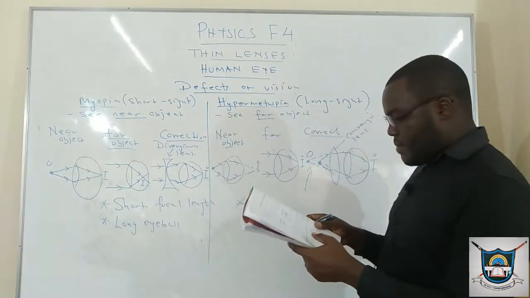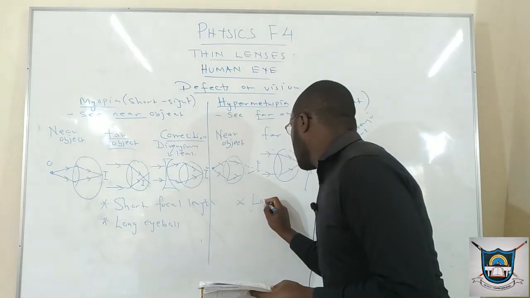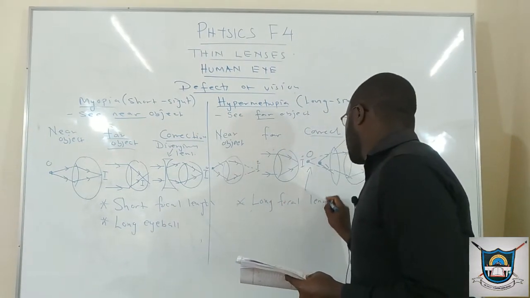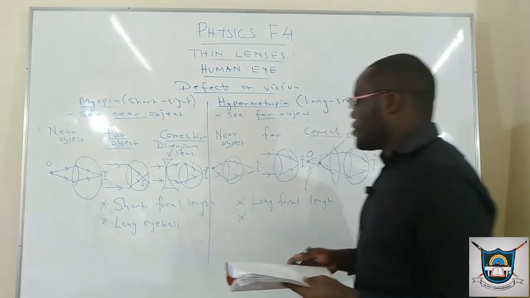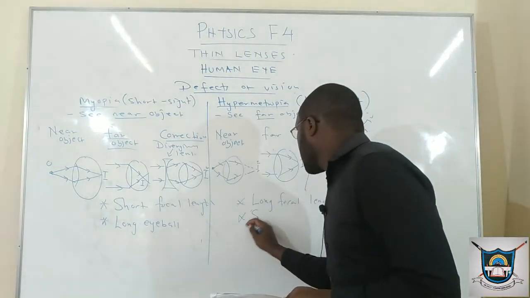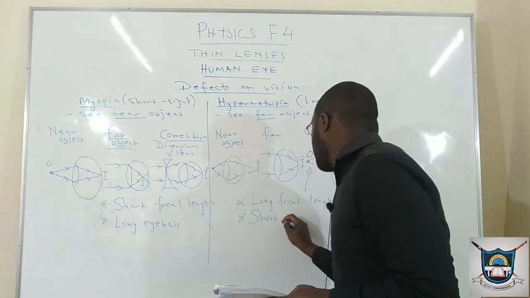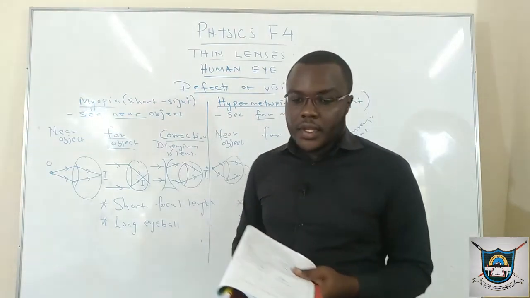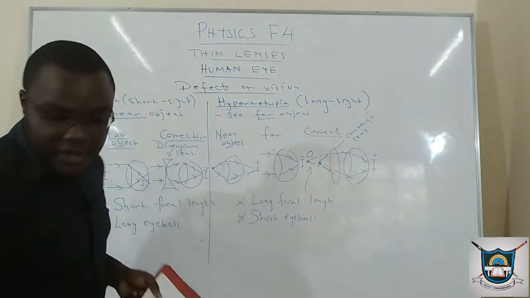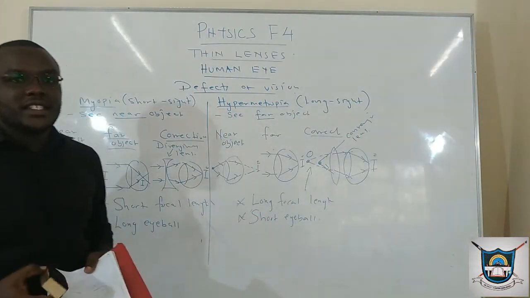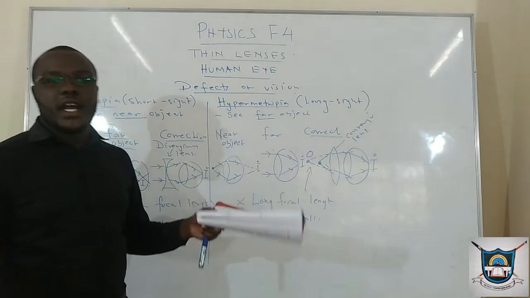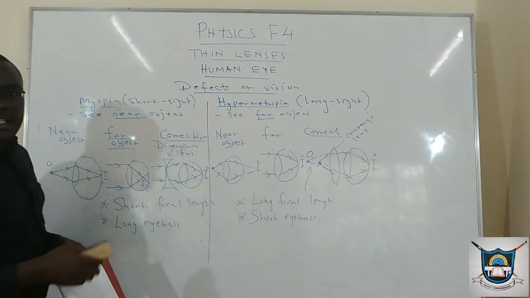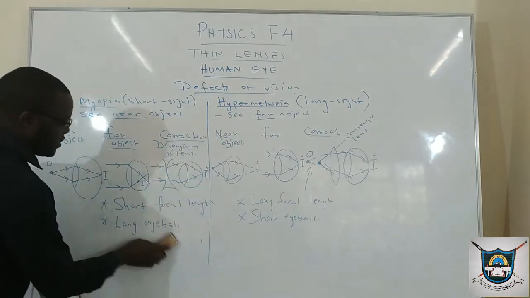The opposite is true for long-sighted people. We have them with long focal length, and we also have them with short eyeballs. Now, myself, I'm suffering from one of these, and that's why I have my lens. I'm said to have a long eyeball, or what we call a short focal length. So you can look at that and see where I'm placed in these two defects.